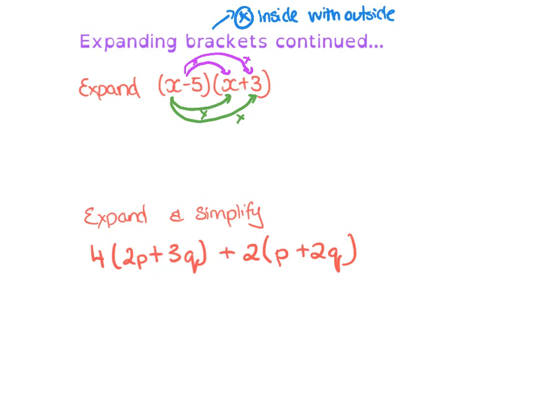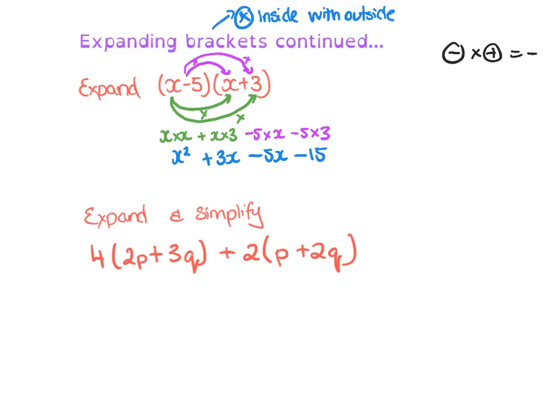So we'd have x times x. Then we've got plus x times 3, and then we're going to do the 5 part, and we'd have -5 times x, and then -5 times the 3. So if we tidy all that up, x times x is x squared, and x times 3 is 3x. Then -5 times x is -5x, and -5 times 3 is -15. So remember, a negative multiplied by a positive is a negative.